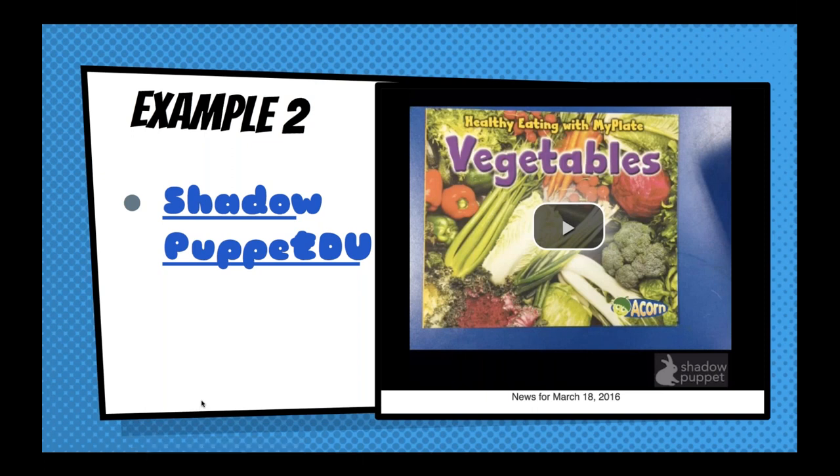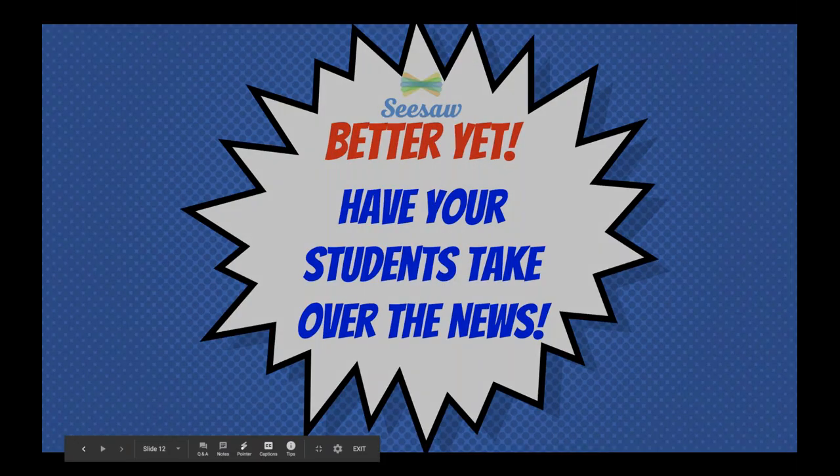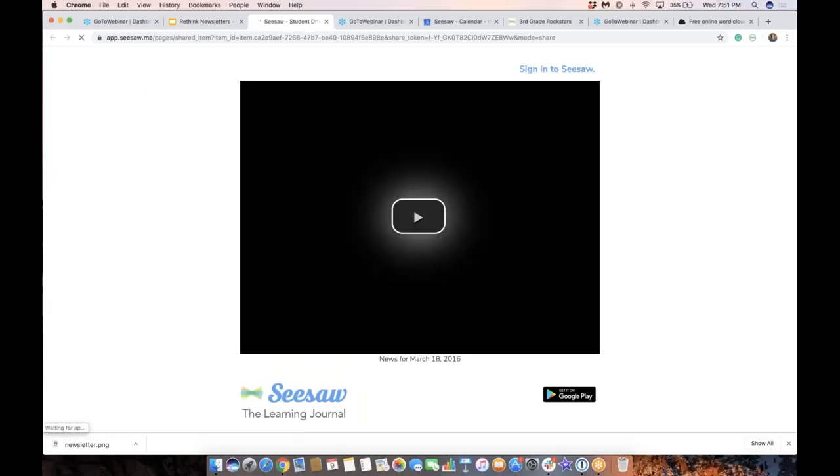Okay, example, I guess this is technically example three. My font is getting a little wonky here, but this is an example of a newsletter that I created in Shadow Puppet, which is a separate app. But let's just pretend you don't even need that anymore because you can do it all in Seesaw with the new multi-page feature. So I'm going to give you an example. I'm going to play this so you can hear what this sounds like.